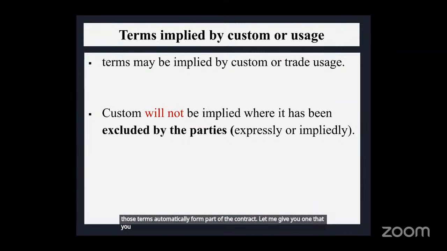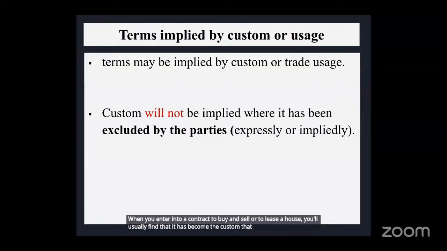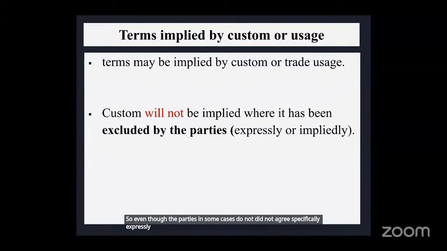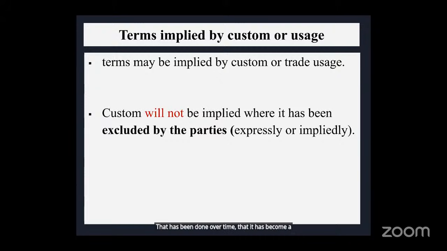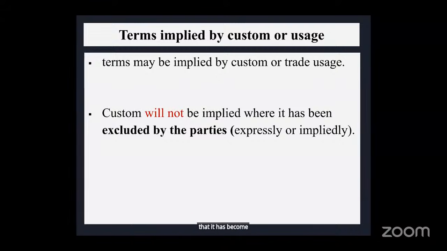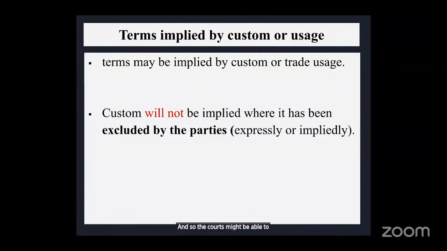Let me give you one that you might even be able to relate with. When you enter into a contract to buy and sell or to lease a house, you would usually find that it has become the custom that an agency fee would be paid. So even though the parties in some cases did not agree specifically, expressly, by words, either written or oral, that the agency would be paid, the court might read such a term into the contract simply because that has been done over time, that it has become a custom in that industry. And so it's notorious, it doesn't go against natural justice, right? That particular way of transacting has been done over time, that it has become a custom. Everyone knows, it doesn't need to be said, right? And so the court might be able to imply such a term based on custom and usage.